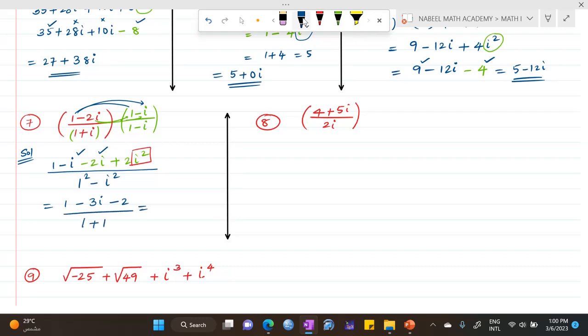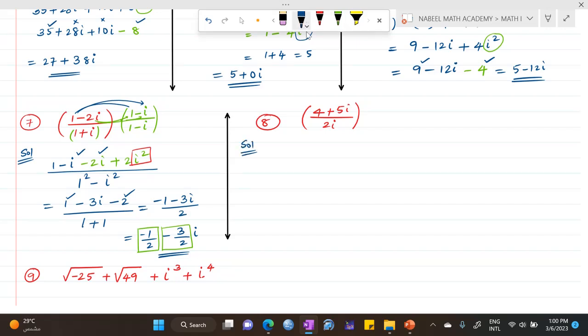So here, if you add the real with the real part, it is minus 1 minus 3i over 2. Now if you want to calculate the real part, you have to separate the denominator: minus 1 over 2 and minus 3 over 2. So this is the final answer, where the real part is minus half and the imaginary part is minus 3 over 2. So this is the standard form of the complex number.